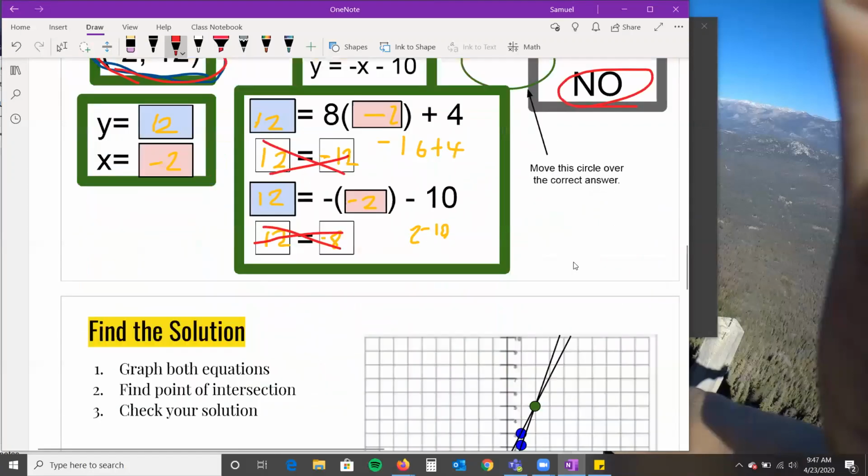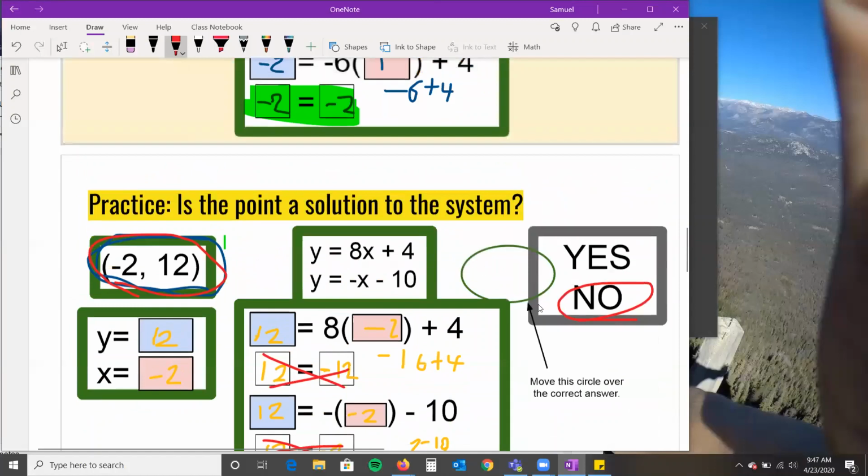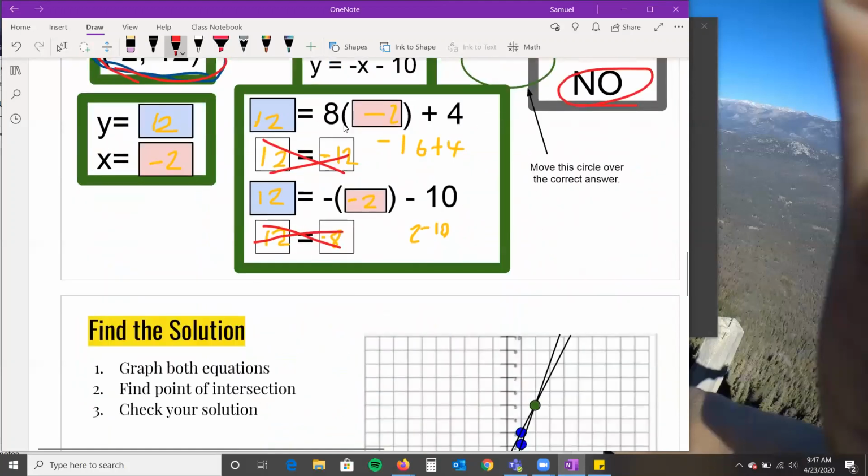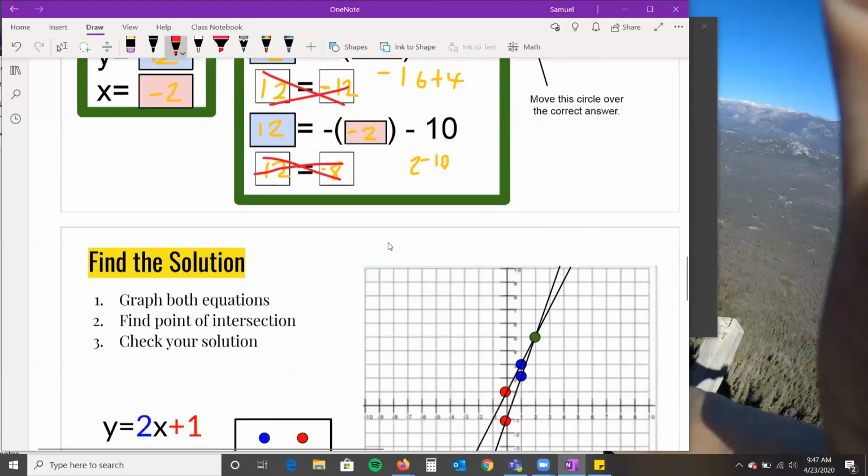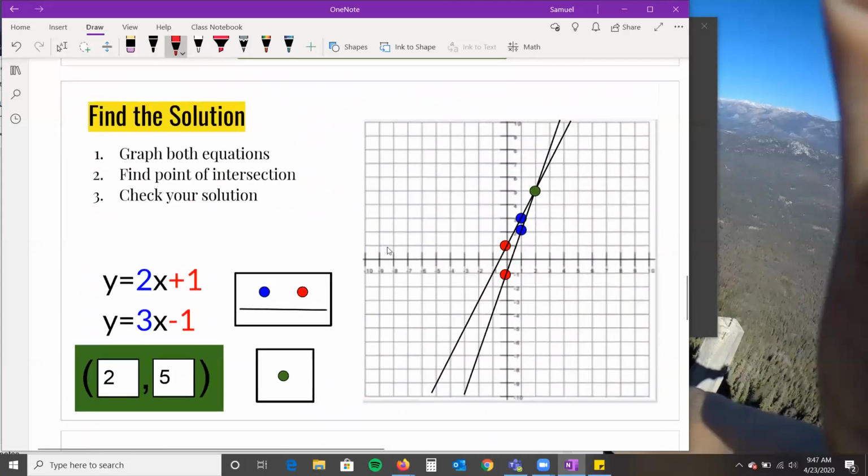Okay, so that's how you can check if your answer is correct on a system of equations, whether you are given the point or if you found the point and you want to check and make sure you got it right. You can plug it in or substitute it in like we did here. All right, so stay with me, guys. We're going to run through this real quick. Finding the solution, it's going to obviously be where the two lines intersect. In this case, it would be this green point, right? Which happens to be at 2, 5, right? So that's why that solution's there.